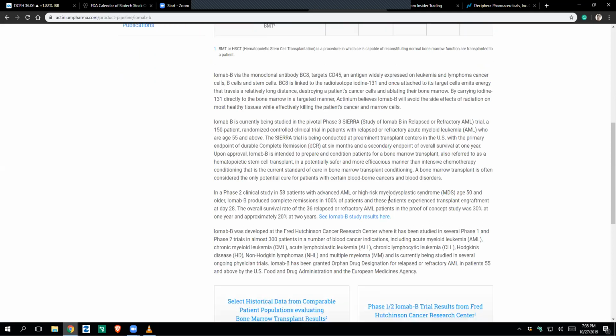Phase 2 data in 58 patients with advanced AML. This is nice. Complete remission in 100% of patients. These patients experienced transplant and engraftment at day 28. Overall survival rate was 30% at 1 year, approximately 20% at 2 years. This was developed at Fred Hutchinson Cancer Research Center. All right, this is nice. So the phase 2 data was nice.